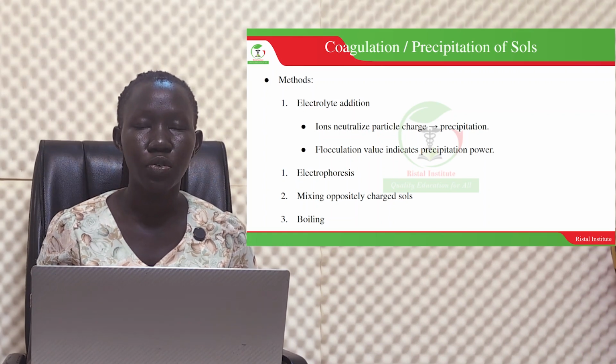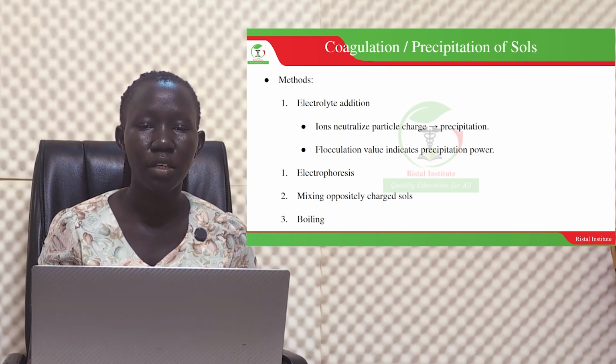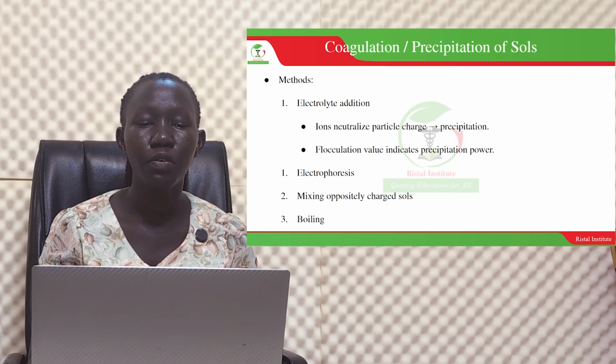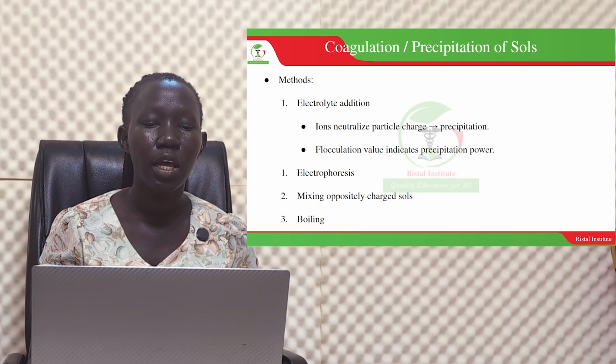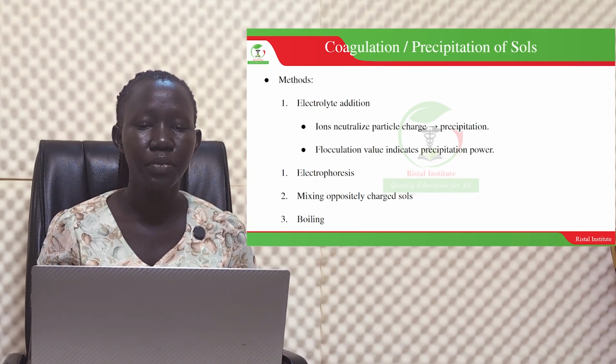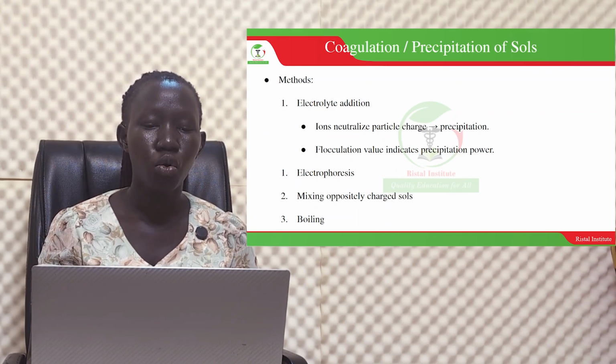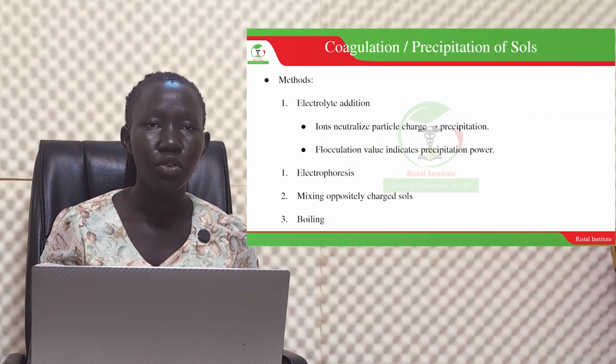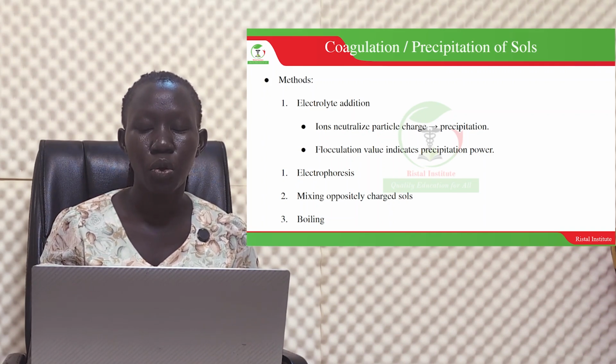Coagulation or precipitation of sols. A sol has a tendency to coagulate or even precipitate, and we have some methods that are applied to cause coagulation or precipitation of sols. One is electrolyte addition. You can add an electrolyte to the sol, and this electrolyte contains ions that neutralize the particle charge, leading to precipitation. The other one is electrophoresis, which we already talked about above, and then mixing oppositely charged sols and also boiling. These are methods through which you can achieve precipitation of sols.